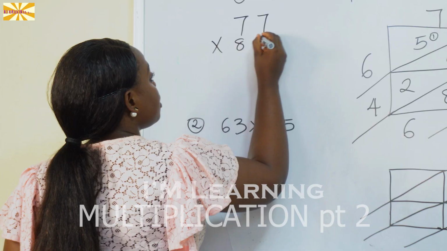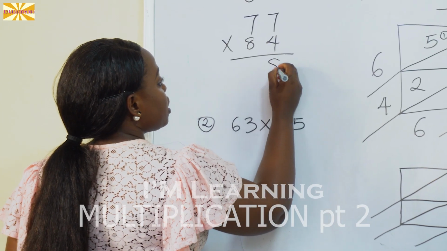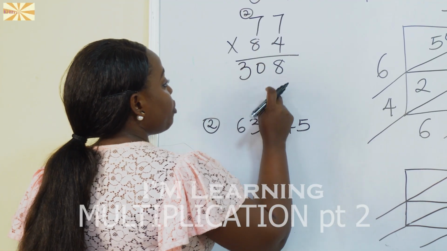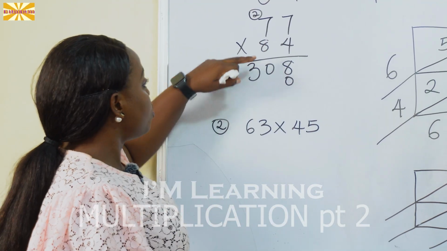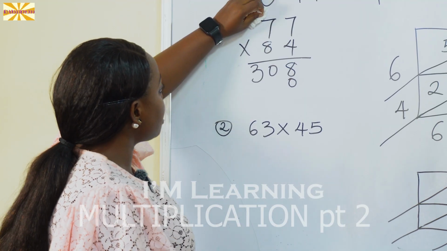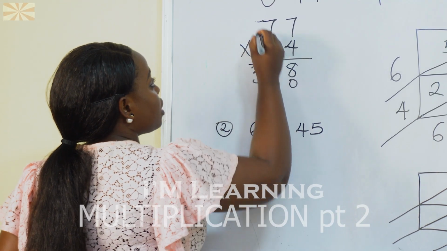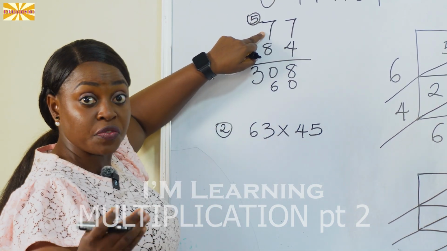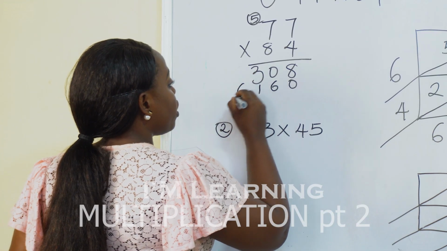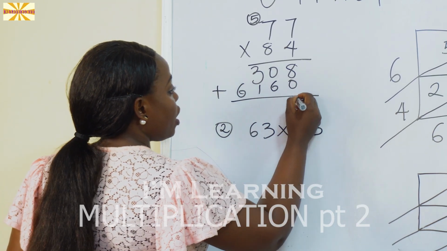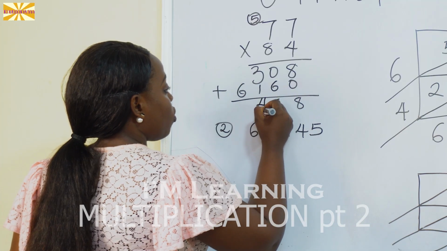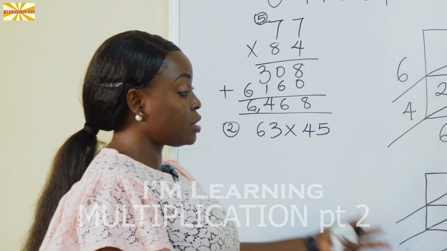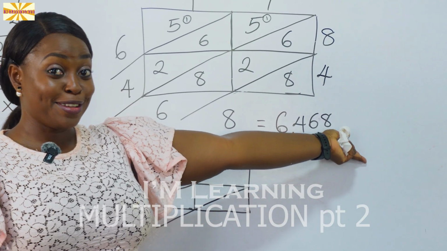77 times 84. 4 times 7 is 28. 8 will carry 2. 4 times 7 is 28 again, plus the 2 we carried, which is 30. Remember, your placeholder goes there. So 8 times 7 is 56. 56, we're going to put our 6 and carry 5. Then we do the same thing again. 8 times 7 is 56. 56 plus 5 is 61. By the time we add these, we would have 8, 6, 4, and 6. Our answer is 6,468. All right? Super cool, right?